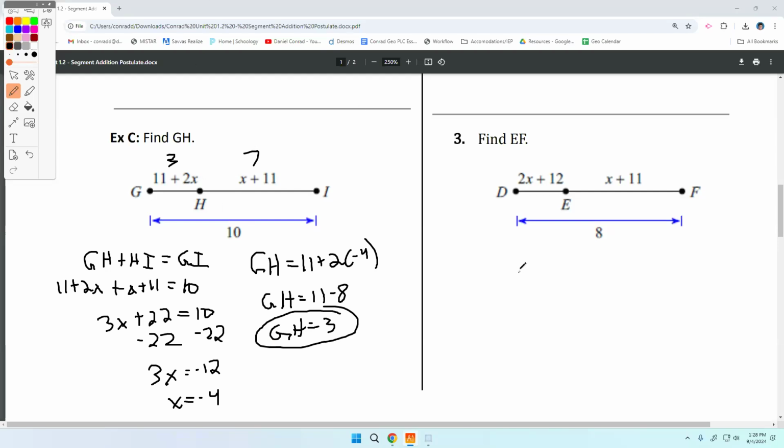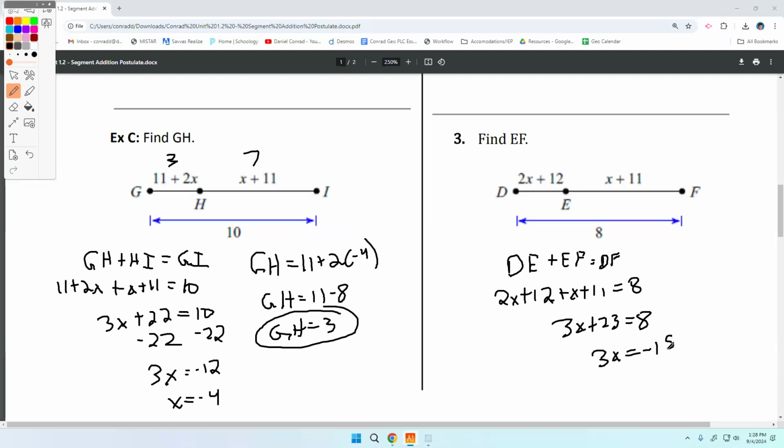Okay, and then this one, same thing. We have DE plus EF equals DF. And again, we would have to justify. We'd have to say this is segment addition postulate. Okay, you get 2x plus 12 plus x plus 11 equals 8. You'd combine like terms, 3x plus 23. Subtract 23 on both sides, and you end up with 3x equals negative 15. Divide by 3 on both sides, we end up with x equals negative 5. We're looking for EF.